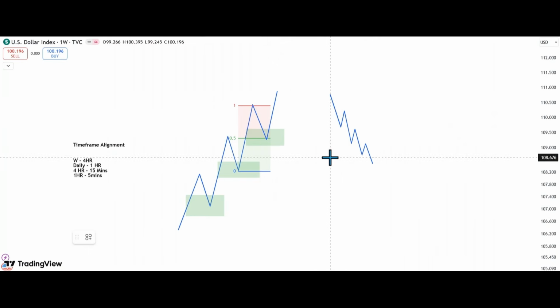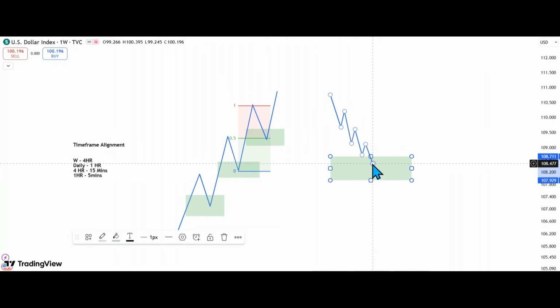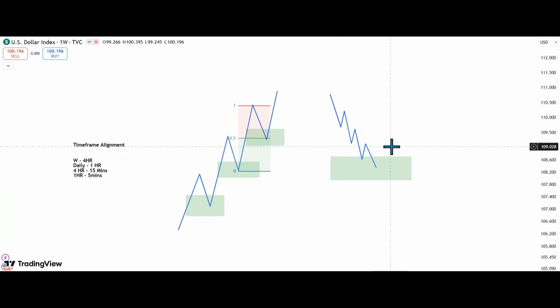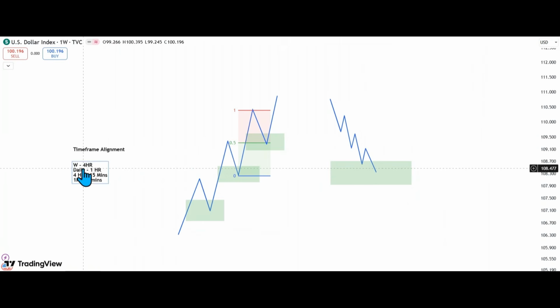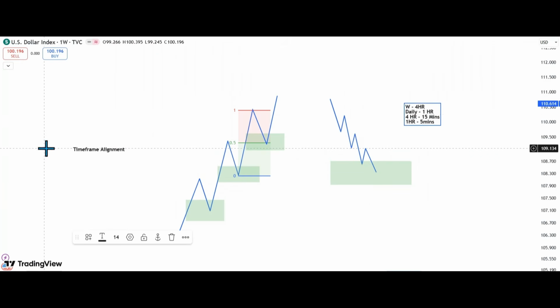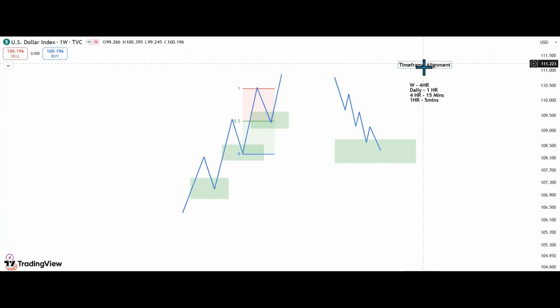Finally, we tag our daily key level. So once price tags our daily key level, we move to the lower time frame. So the lower time frame of the daily is 1 hour. So 1 hour is the lower time frame aligned for the daily time frame. So this is the time frame alignment right here.